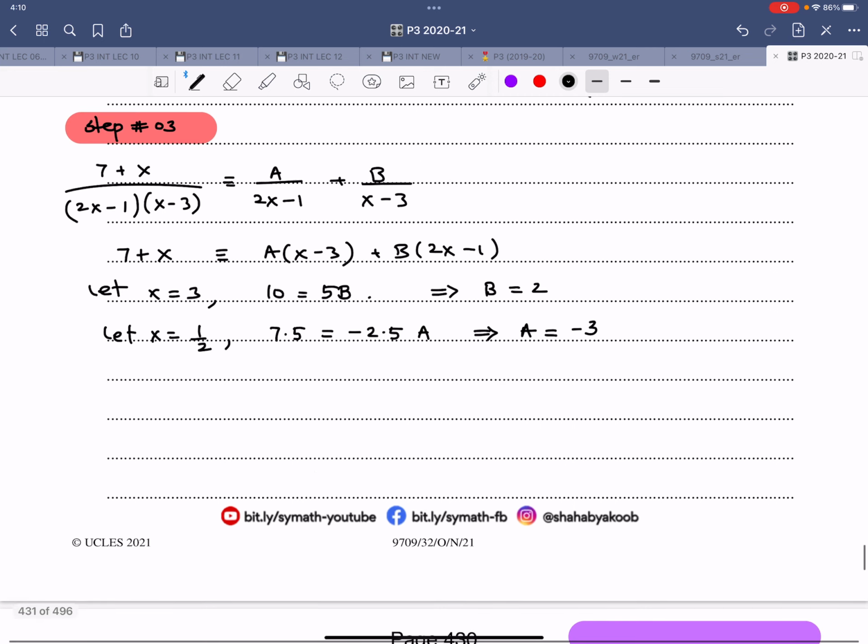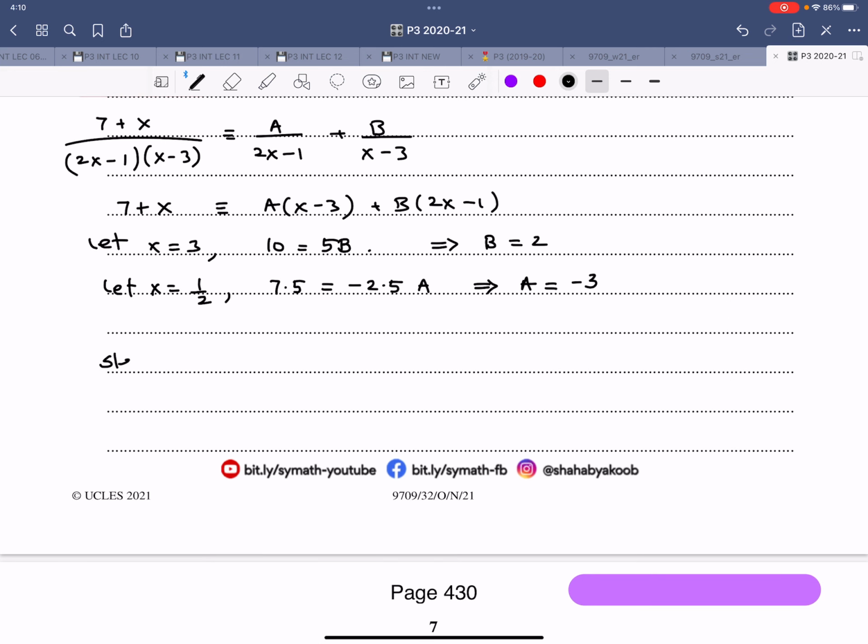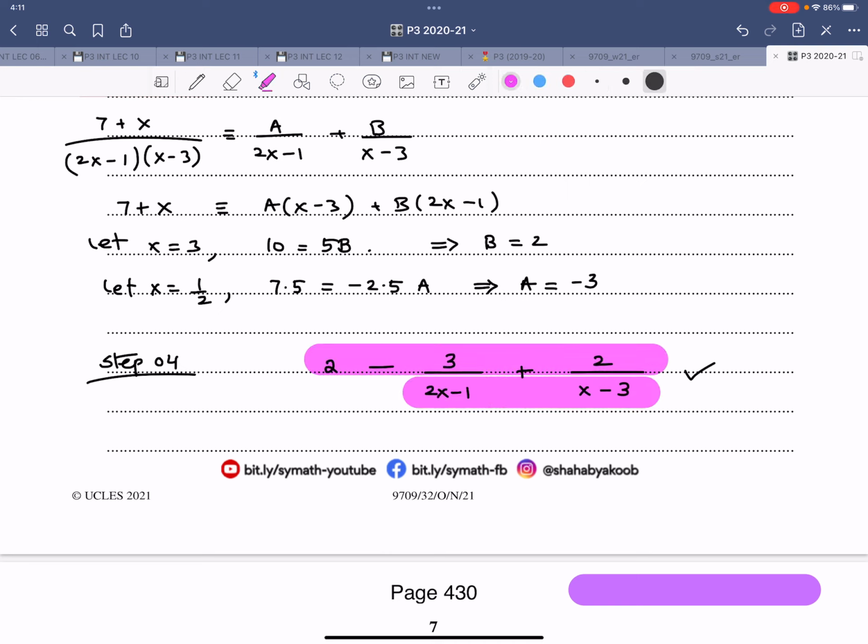Therefore, final answer, step 4, that is 2 plus something over something, and something over something. So a is minus 3, so therefore you need a minus over here. This is 3 over this thing, plus b is 2, therefore this is 2 over x minus 3. So make sure that you write the answer in the fraction form. So this is the final answer for this particular question. We made some mistake, and that was about a plus and a minus.